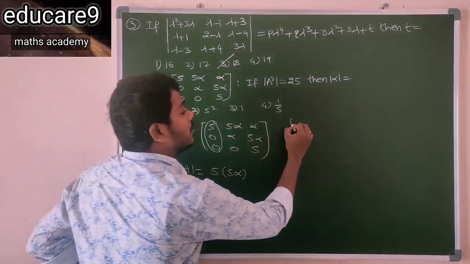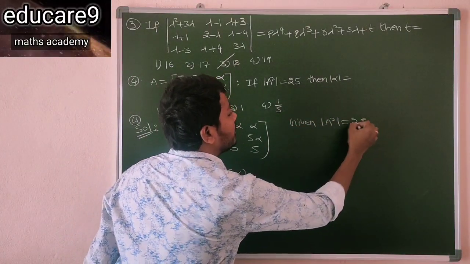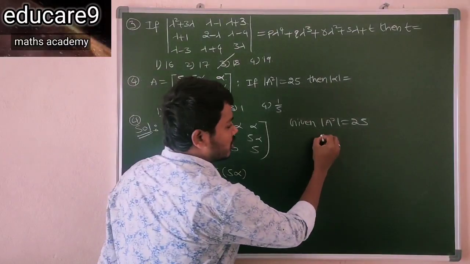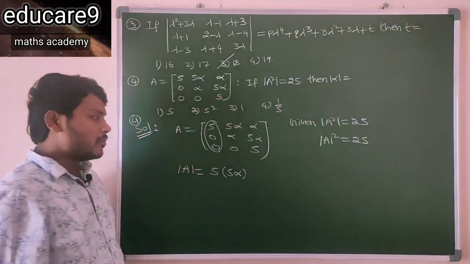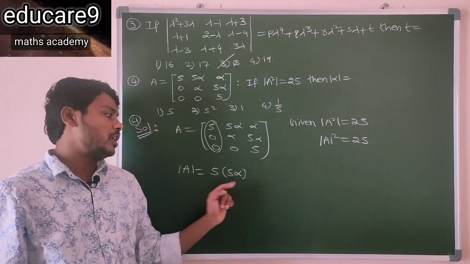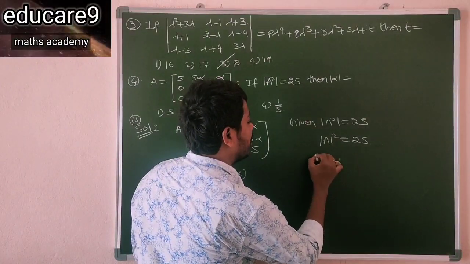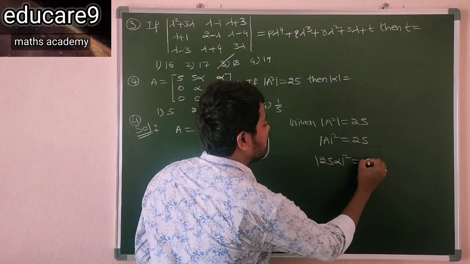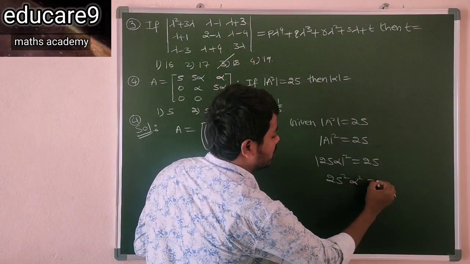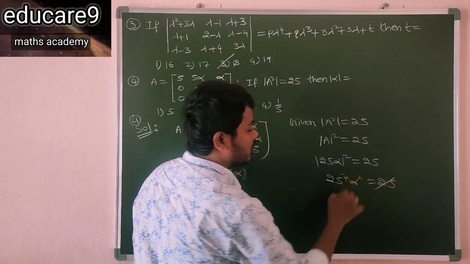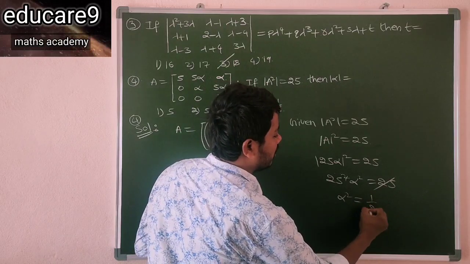Here given determinant of A square is equals to 25. So this can be also written as determinant of A whole square is equals to 25. But what is determinant of A? That is 25 alpha. So 25 alpha whole square is equals to 25. So this is 25 square, alpha square is equals to 25. So 25 get cancelled. Now clearly alpha square is equals to 1 by 25.